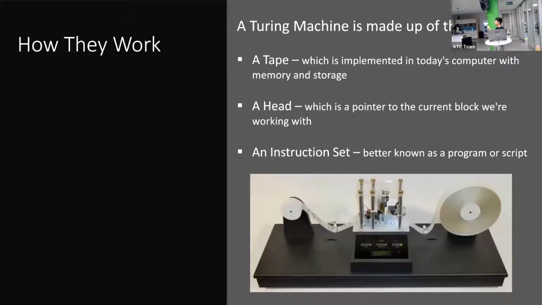The tape is just a string with a bunch of characters on it, and the head reads the current character on the string. And then inside that little box underneath, it has an instruction set, which basically tells the head what to do when it's reading a certain character.